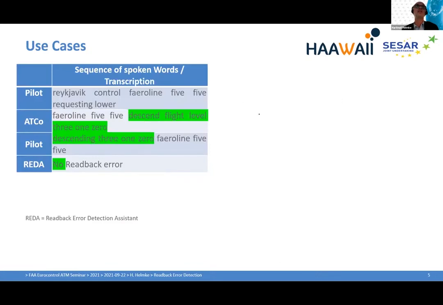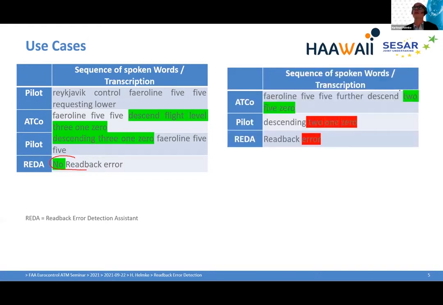Let's just look at an example. The pilot starts the communication. The ATCO wants a descent to flight level 310. The pilot's answer, descending 310, is correct, so the system's answer should indicate no readback error. In this case, the ATCO starts the communication: descending at 250. The pilot's answer is descending to 210. I think it's clear, this is a readback error which should be indicated.